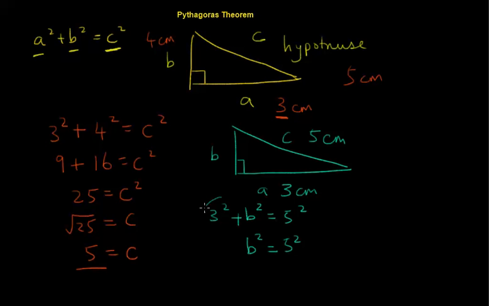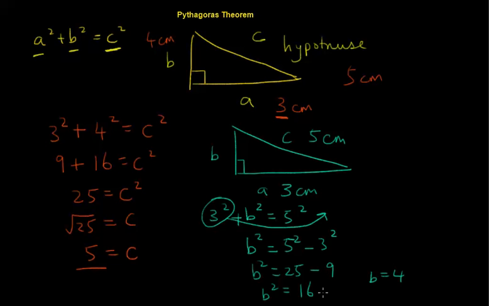Then we're going to move this over to this side, which is minus 3 squared. The reason why it's minus is because it's positive on this side, so to move it over to the other side we do the opposite, so it's minus 3 squared. So 5 squared is 25, minus 3 squared, which is 9. So b squared is equal to all of this. So b squared equals 25 minus 9, which is 16. So b is equal to 4, since 4 times 4 is 16.